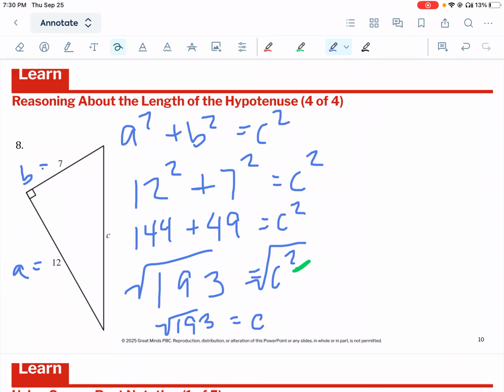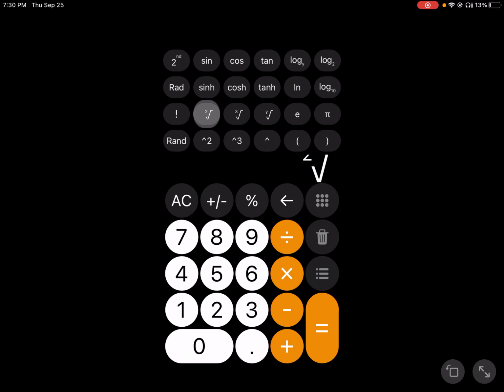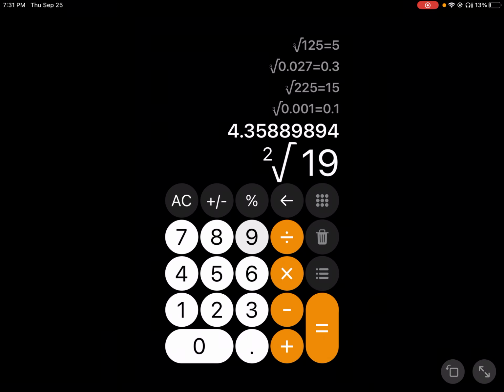Now, if you want to just have like a little cheat, you can just plug it into the calculator. Square root symbol, 193. That gives us 13.89. That is not our answer. But what that will do is give you a good range, because that'll tell you it's going to fit in between 13 and 14. So in that case, you will round up or you will round down.